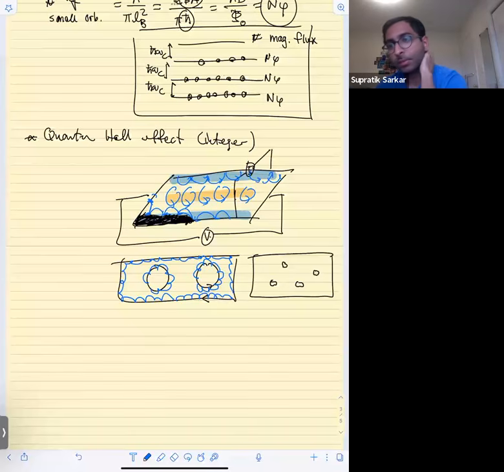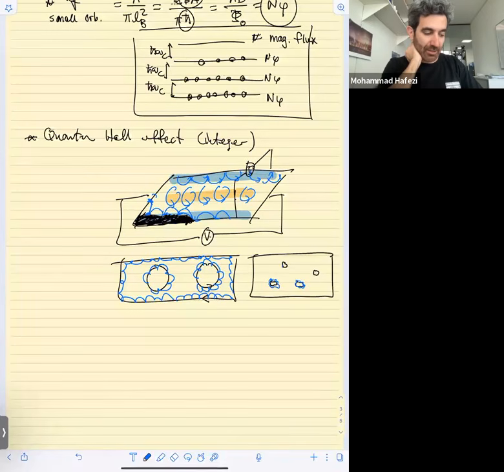Yes, because it depends how close it is to the edge, if it can scatter to the edge. Exactly. If the states around these holes are far away from the edge states and they don't tunnel, the distance is far and they don't tunnel, it doesn't matter.